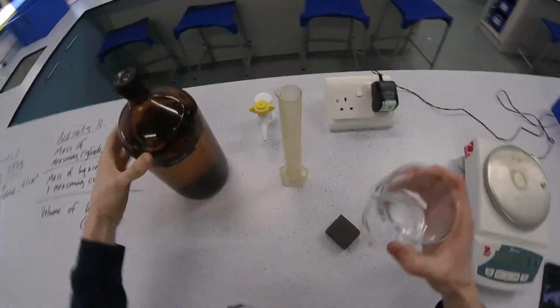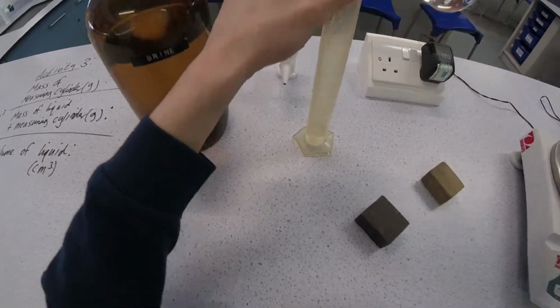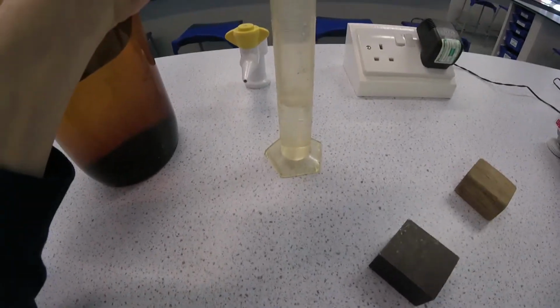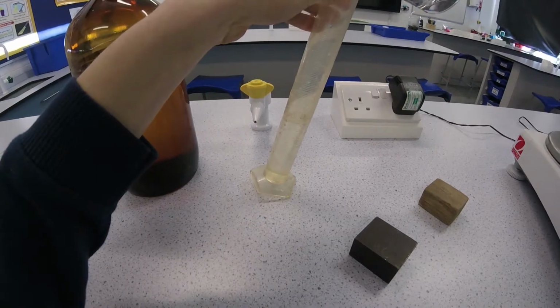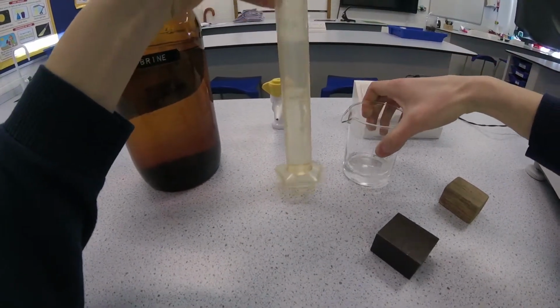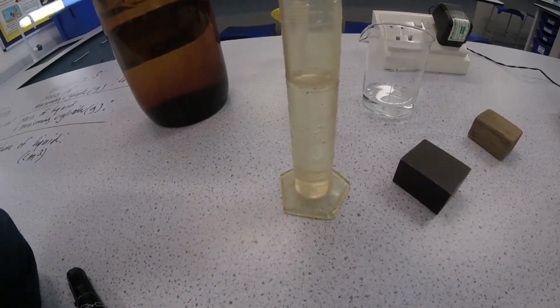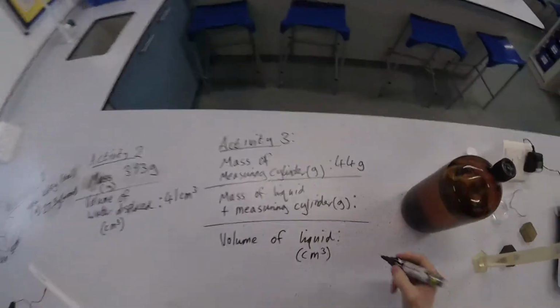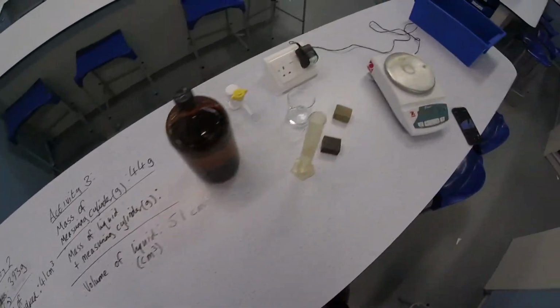So I've just poured the brine out. I'm going to pour it into the measuring cylinder, and I'm going to take a reading of volume as well. I try and get it about 50. I think I end up getting about 51 in the end. There we go. There's the brine. So it's about 51 centimeter cubed.